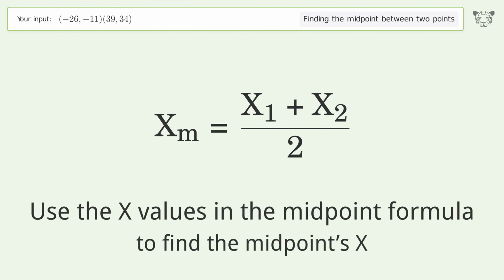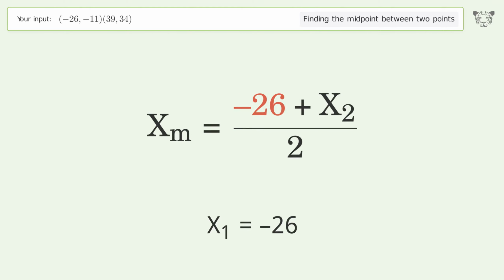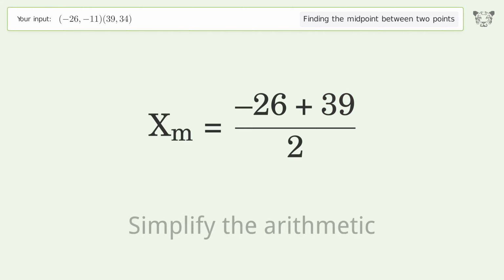Use the x values in the midpoint formula to find the midpoint's x. x1 equals -26. x2 equals 39. Simplify the arithmetic.